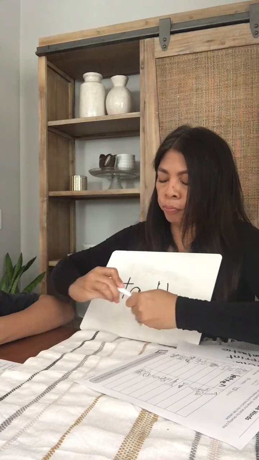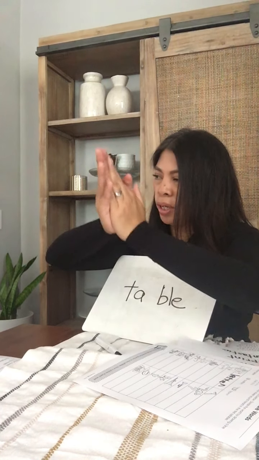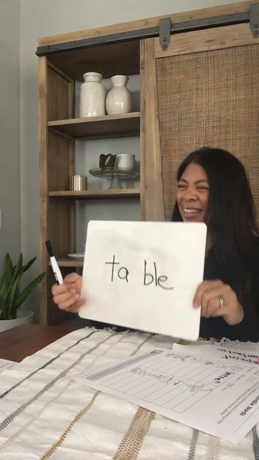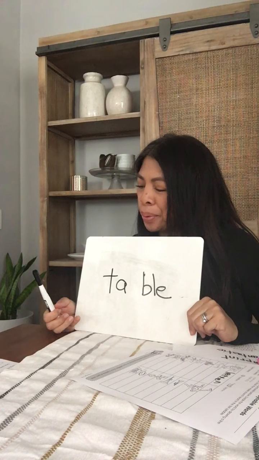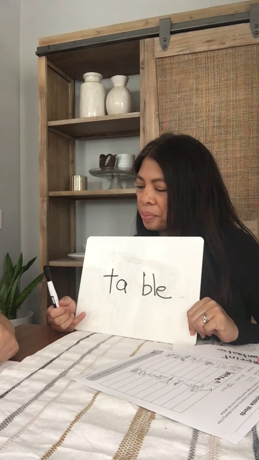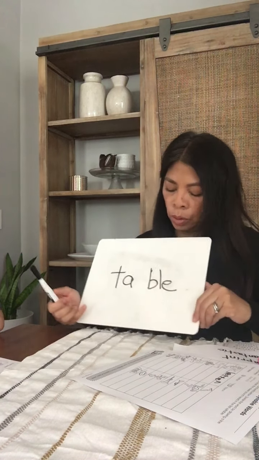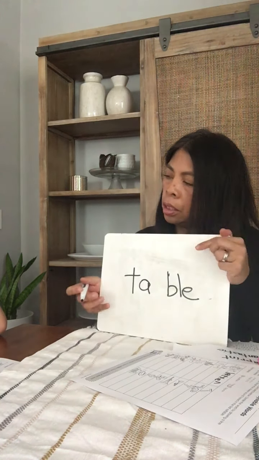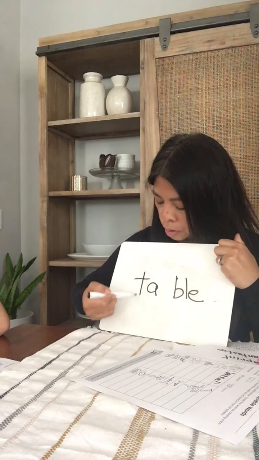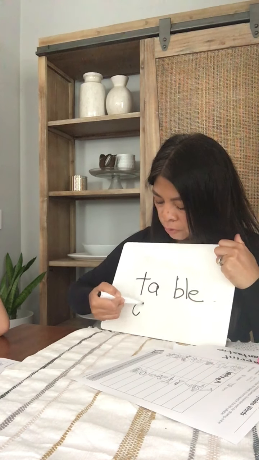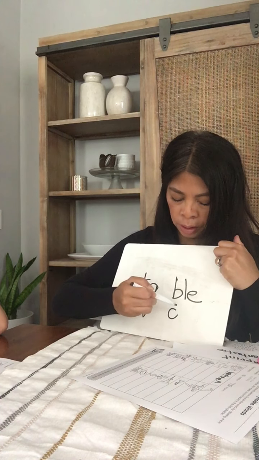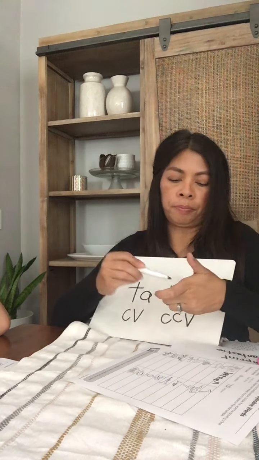Let's clap it out. Table. That's right. Okay, so you want to write it out? And this one's a little bit different because it goes consonant, vowel, and this one goes consonant, consonant, vowel. Right, guys? Okay.